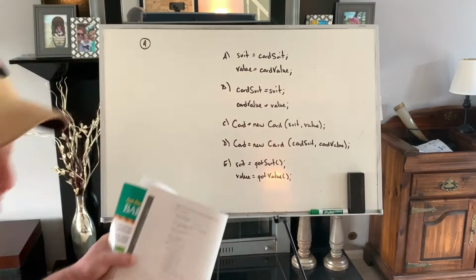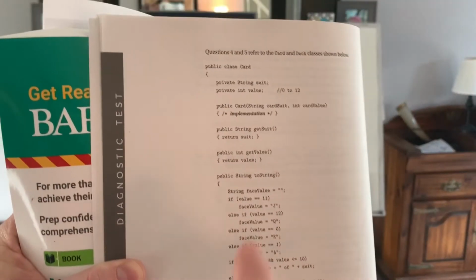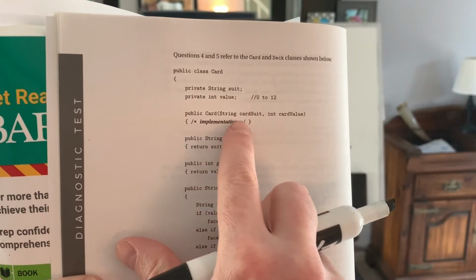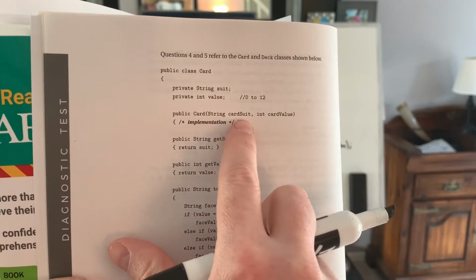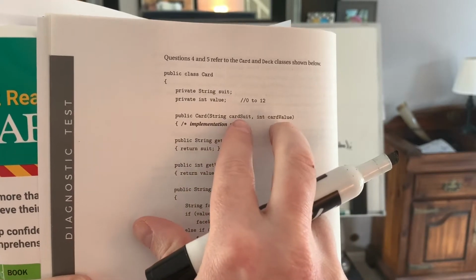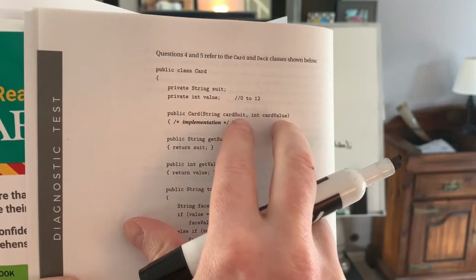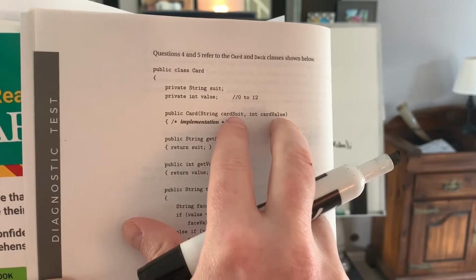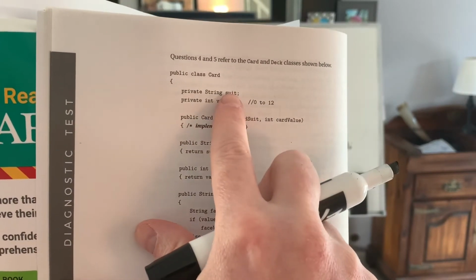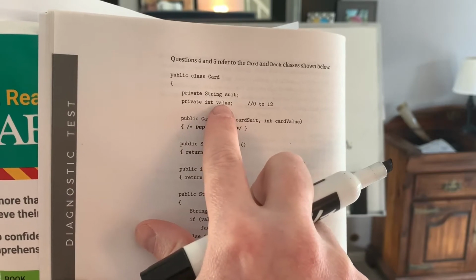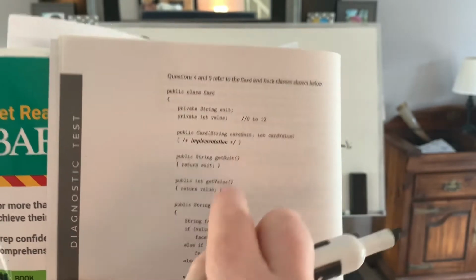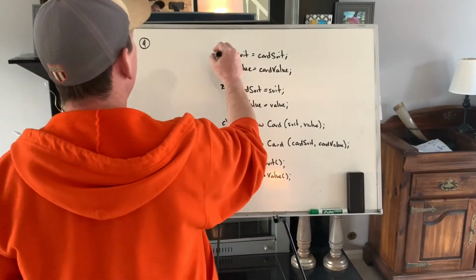So if you can see, we have 2 instance fields, suit and value, and the constructor is going to be passed in a string and an integer, the card suit and the card value. Now card suit and card value are not the names of our instance fields, those are just generic variable names that are getting passed in. Suit and value are our instance fields, and those are the ones that need to take the value of these 2 guys. So for that reason, we're going to pick A.